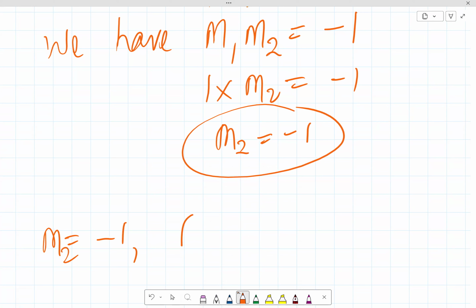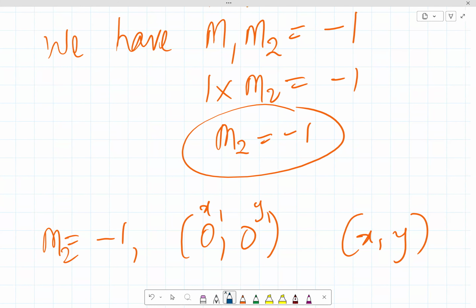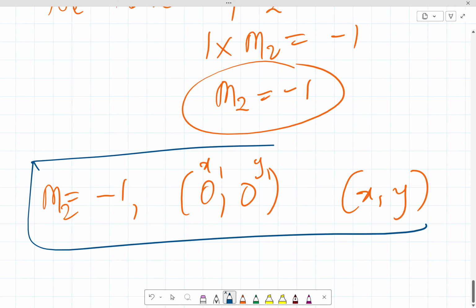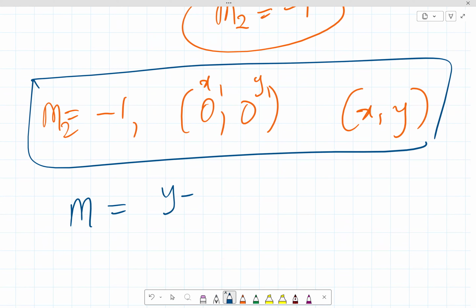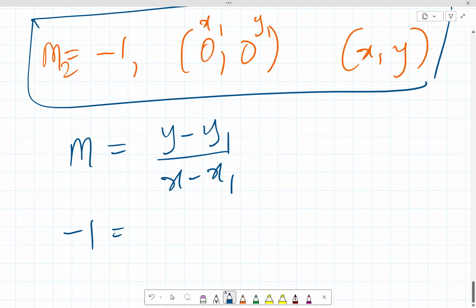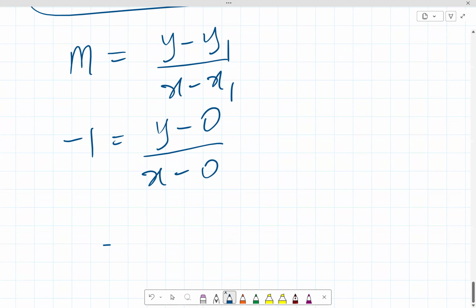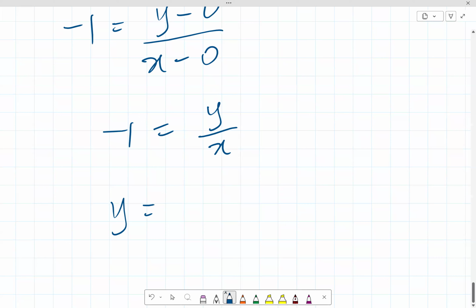And we have a point (0, 0) through which this new line passes. So this is like x1, y1. We just pick an arbitrary point x, y. Whenever you have a slope and one point through which the line passes, you have slope equals y minus y1 all over x minus x1. So the slope now is -1, and that is equal to y minus 0 all over x minus 0. That means -1 equals y over x, so y is simply minus x.